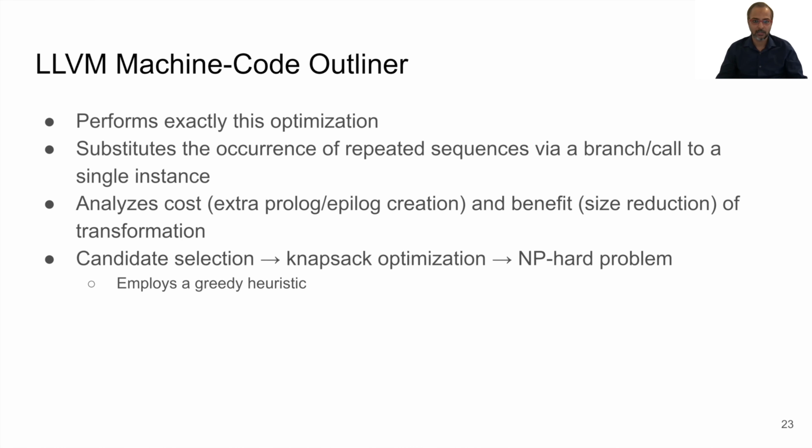LLVM's machine outliner pass performs exactly this transformation. It substitutes repeated occurrences of sequences with a branch or a call to a single instance. In doing so, it also analyzes the cost and benefit of the transformation and performs it only if it is beneficial to reduce the size. The order of selecting the candidate sequences is a knapsack optimization problem, which is NP hard. LLVM implementation employs a greedy heuristic.